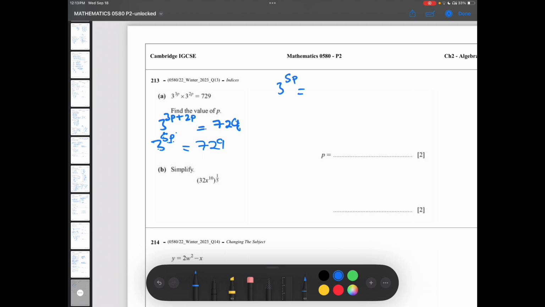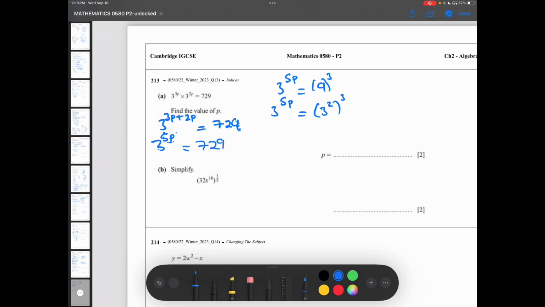So 729 is the cube of 9. In order to find the value of p, we need to make the bases common on both sides. So 9 means 3 to the power 2.